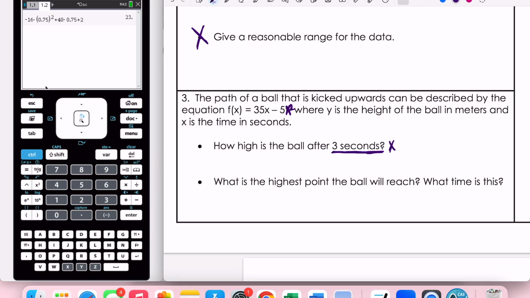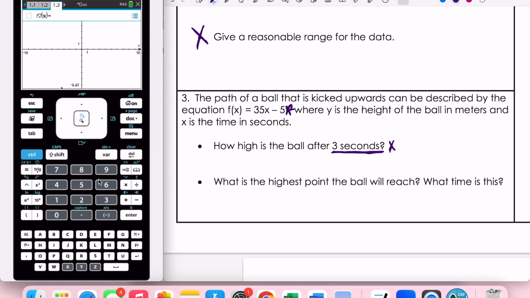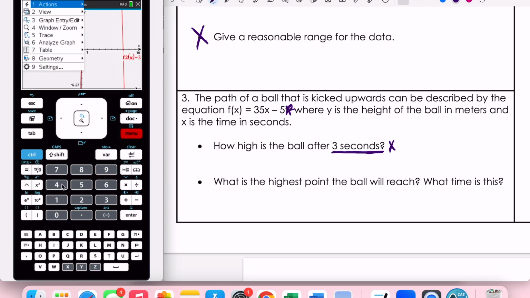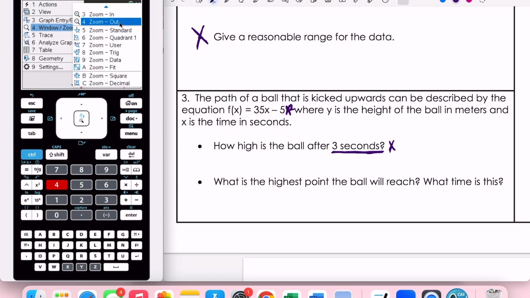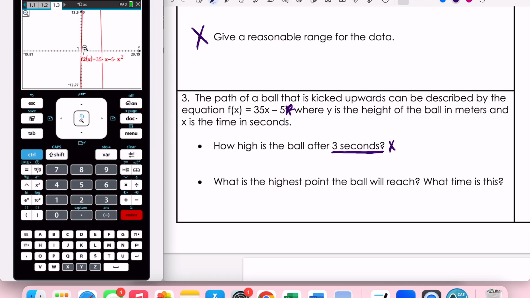So here, guys, what I'm going to do is start off by typing in my function into graphs. So 35x minus 5x squared. Now, I'm going to press enter. This is what my graph looks like. I cannot see the full shape of my graph. So I'm going to zoom out by pressing menu 4. And I'm going to press the enter button until I can see where my vertex is located. Now that I can see my vertex, I'm going to press escape.